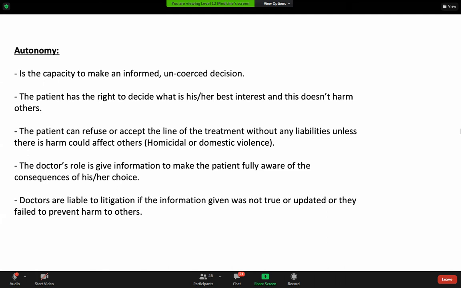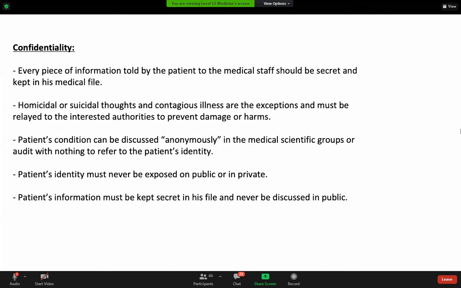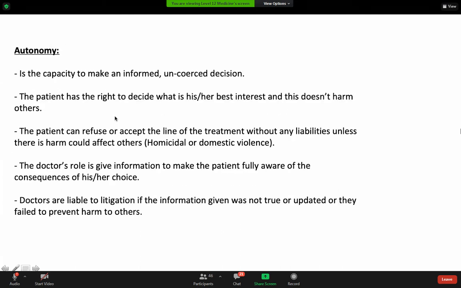So what is autonomy? It is the capacity to make an informed and conscious decision. It means that the patient is able to make a decision, right? You have to remember that the patient has the right to decide about the treatment that he or she is taking. Okay? The patient can refuse or accept whatever treatment. You have to remember that. But you have to make sure that the patient is an adult and conscious and knows what he's saying and doing. Right? You can involve some of the family members, especially for the consent, but the patient himself should sign the consent.